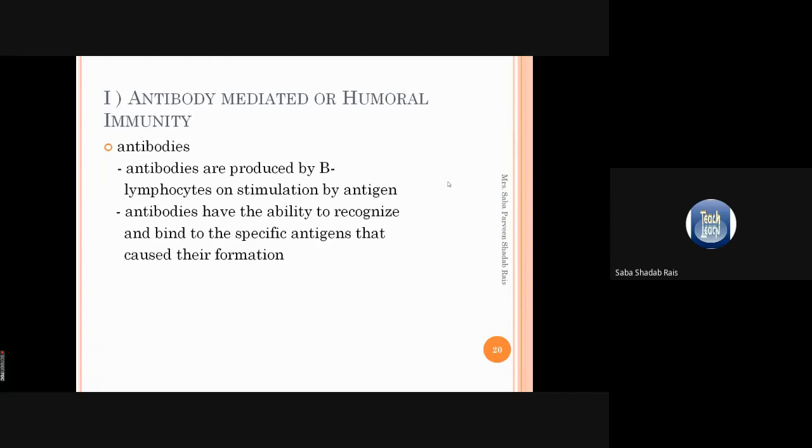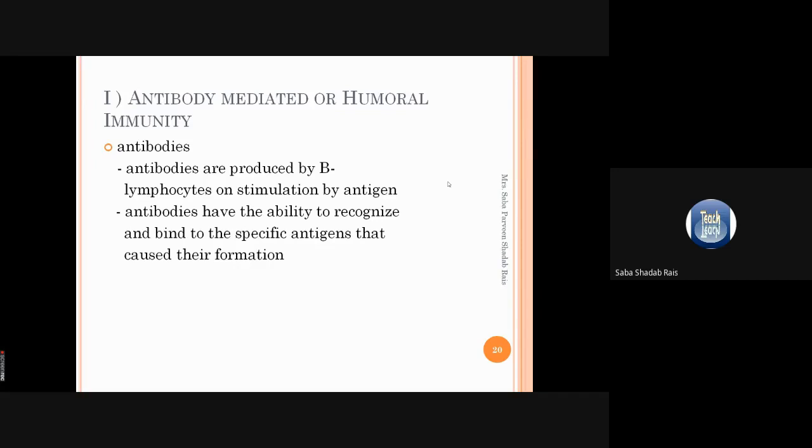Neutralization: we know there are certain types of bacteria which can release toxins. These toxins can have a harmful effect on our body. What the antibodies do is cover the toxic site of that particular antigen. For example, the tetanus toxin will be neutralized when IgG antibody binds. So those toxins will be covered by the antibodies, and they will neutralize them.